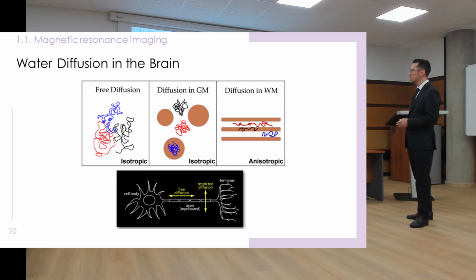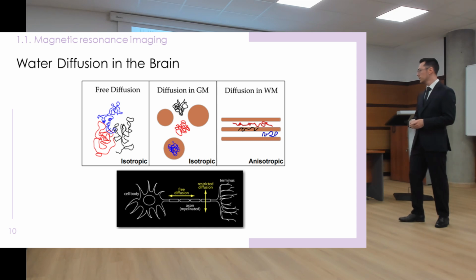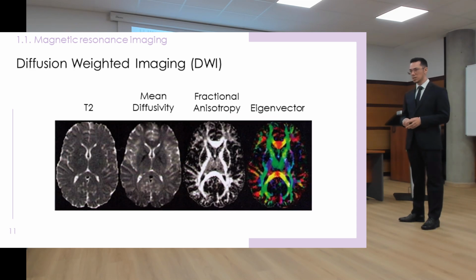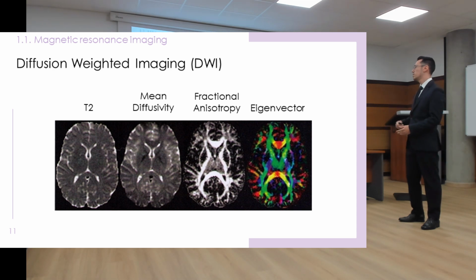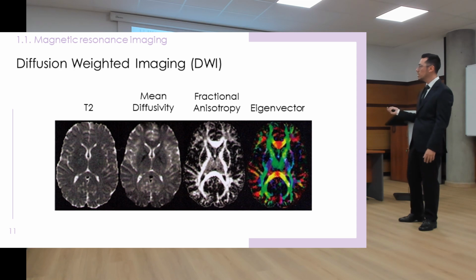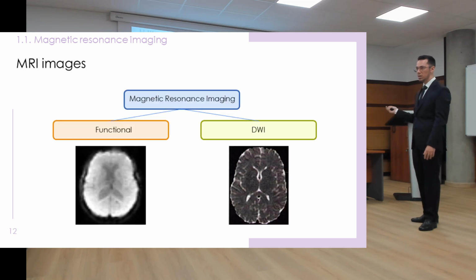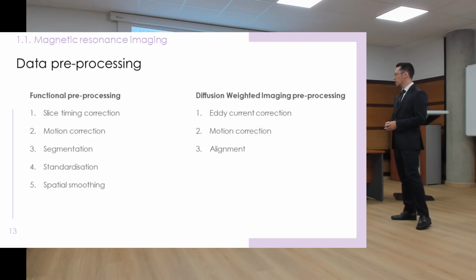In the case of white matter, the water diffusion can be studied to obtain information about the local microstructure of tissue. This process is known as diffusion weighted imaging. So from this, specific characteristics of the tissue can be derived, for example, the mean diffusivity, fractional anisotropy, or different connectivity indices. So in this thesis, these different types of MRI images have been used and analyzed through different modalities.